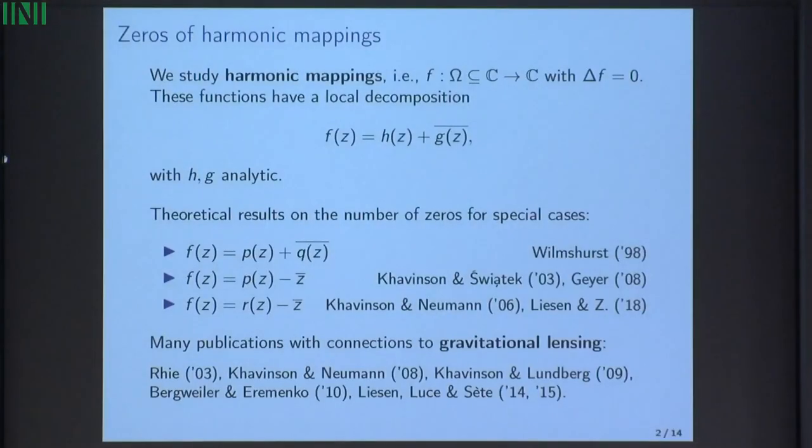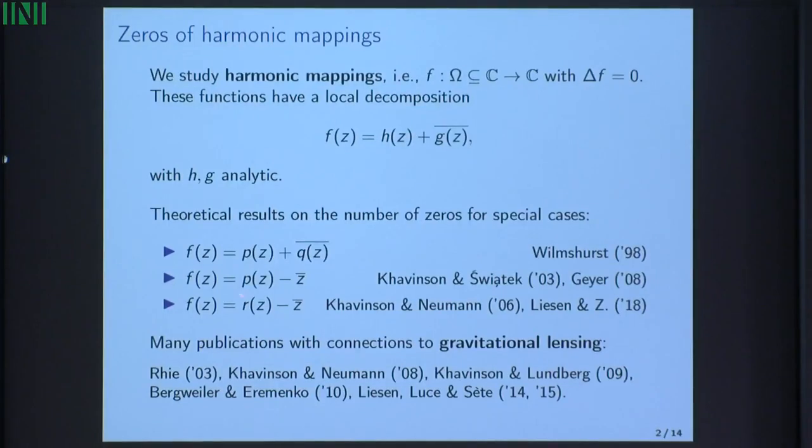Just as a brief recall, for us a harmonic mapping is a complex valued function from the plane to the plane, fulfilling Laplacian f equal to 0. And such a function has a local decomposition into the sum of an analytic and an anti-analytic function. We have many theoretical results for special classes of functions about the maximum number of zeros, especially for harmonic polynomials and rational harmonic functions.